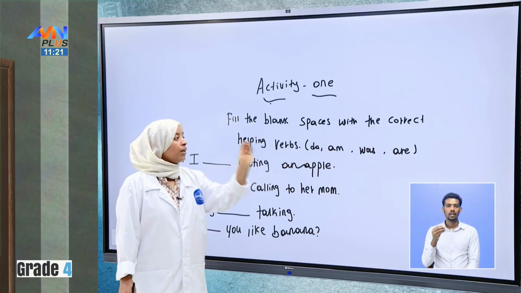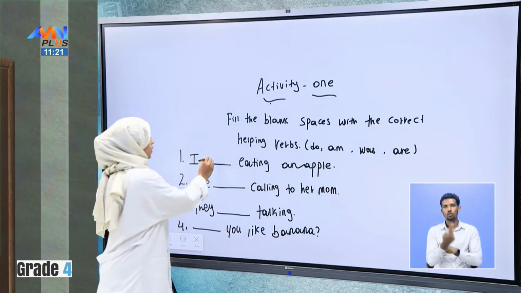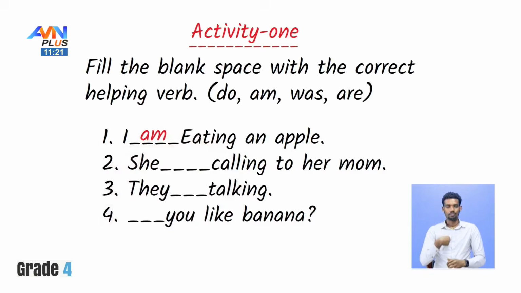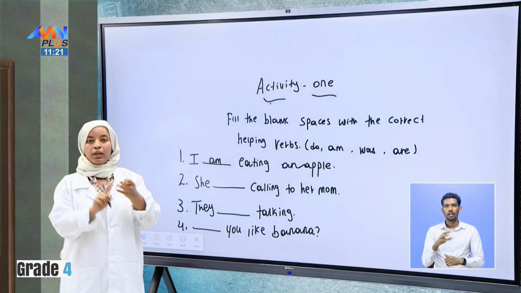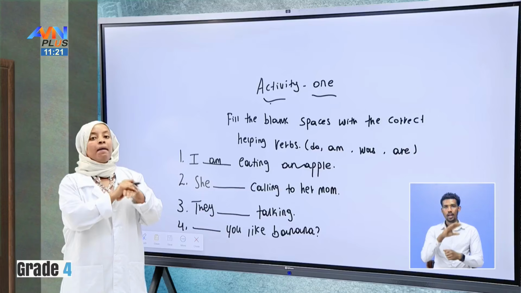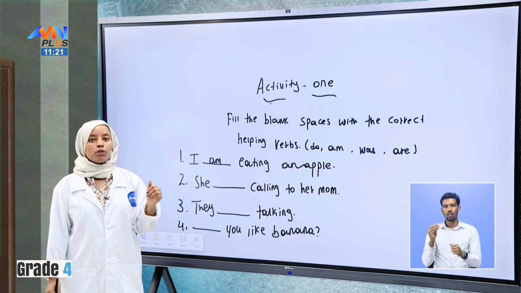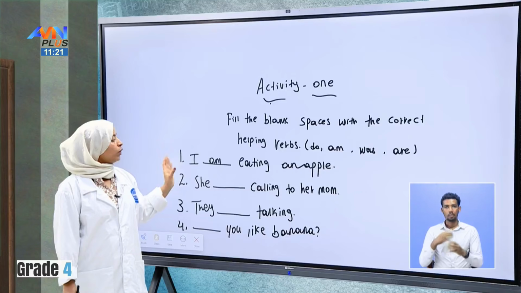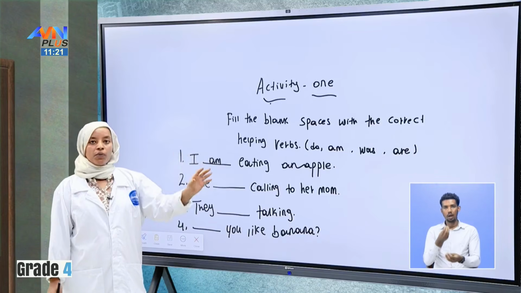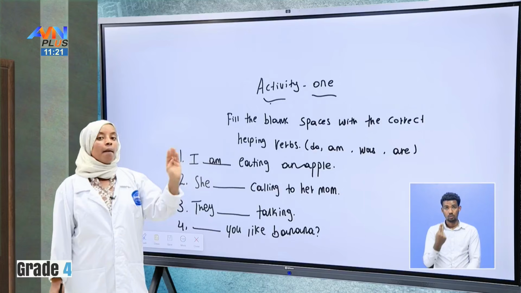When we come to here, we can use am only for what? I. Like here, I am. But for example, we can use is for she and it, and also for singular, and also he. But am only for what? I. Like I am a student, I am a teacher, and also when you create a sentence, I am eating, I am reading, you can use I related with am only.